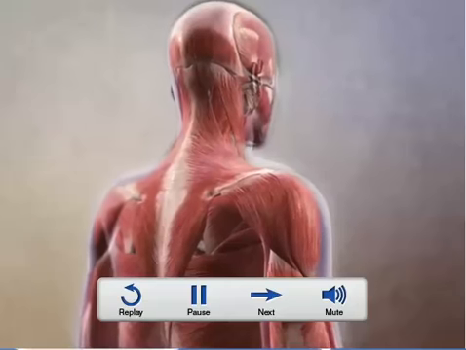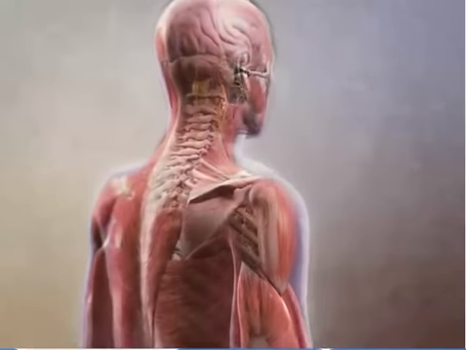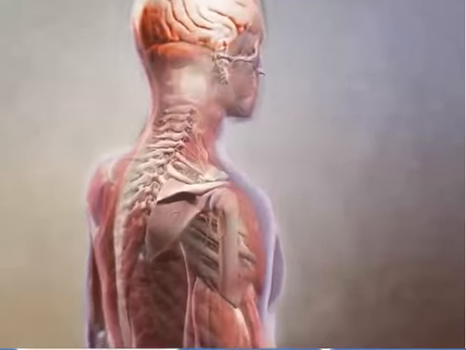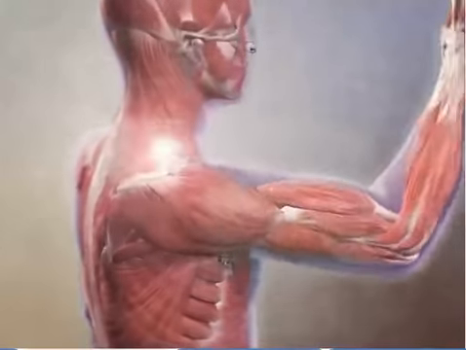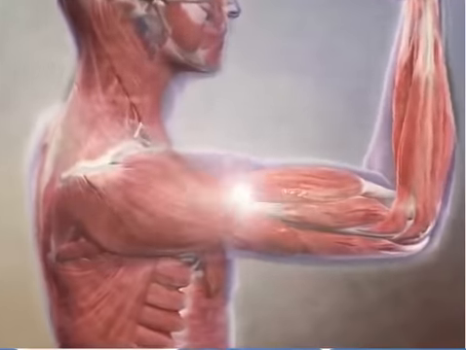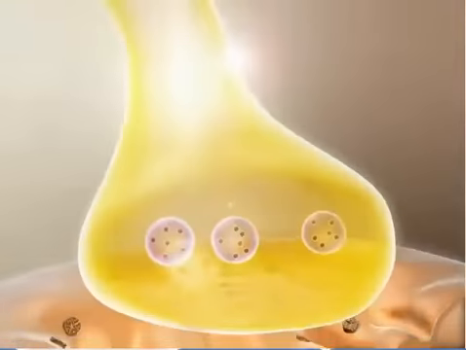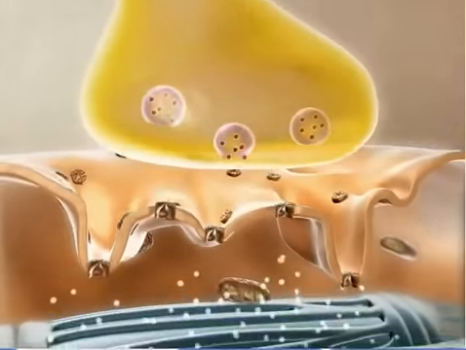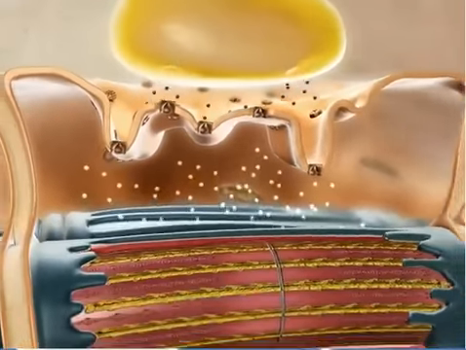Movement in the body, the muscular, nervous, and skeletal systems interact in a process called muscle contraction. Muscle contraction begins when the nervous system generates a signal. A motor neuron conducts an action potential to its link with a muscle fiber. At the neuromuscular junction, a neurotransmitter called acetylcholine is released. This chemical binds to receptors on the muscle fiber.